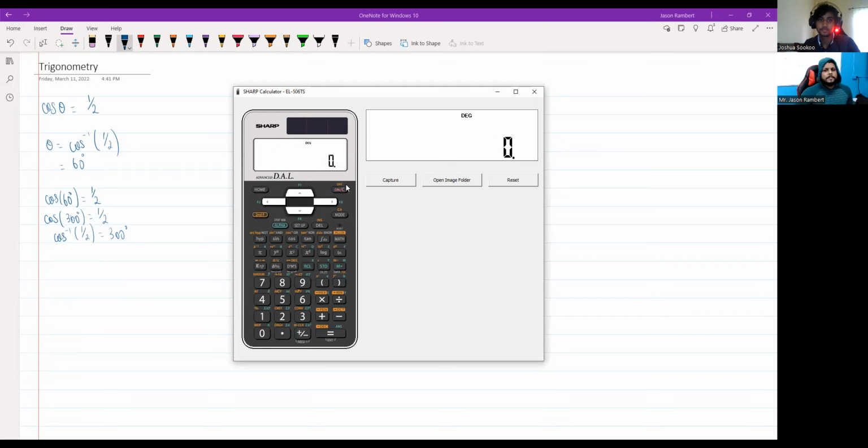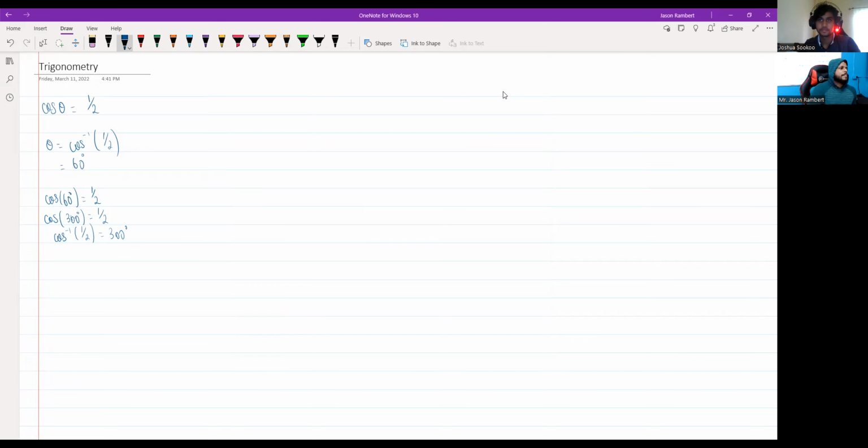I'll give you another task. What is cosine of, let's say, 420? Check it out, tell me. A half as well. Cosine of 420 is indeed a half. Where do these angles come from? Very interesting, right? Food for thought so far.